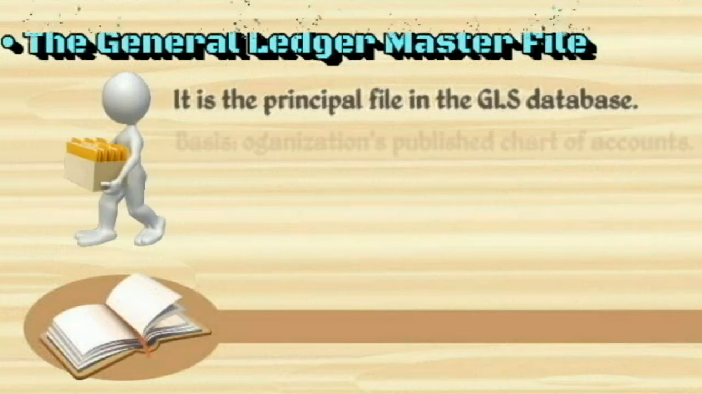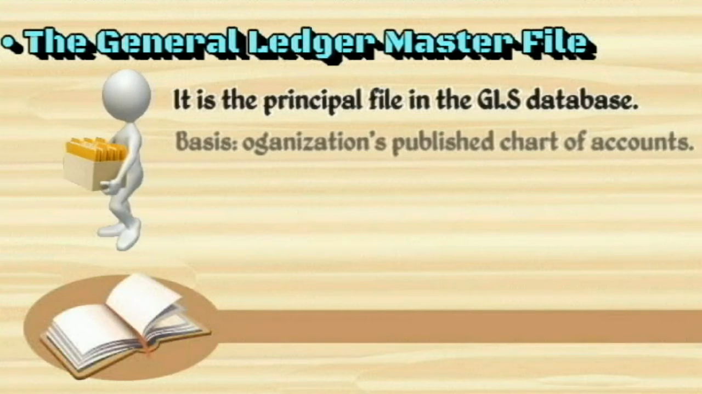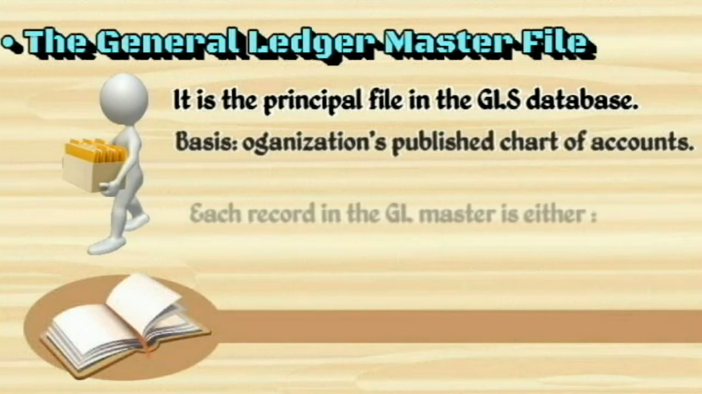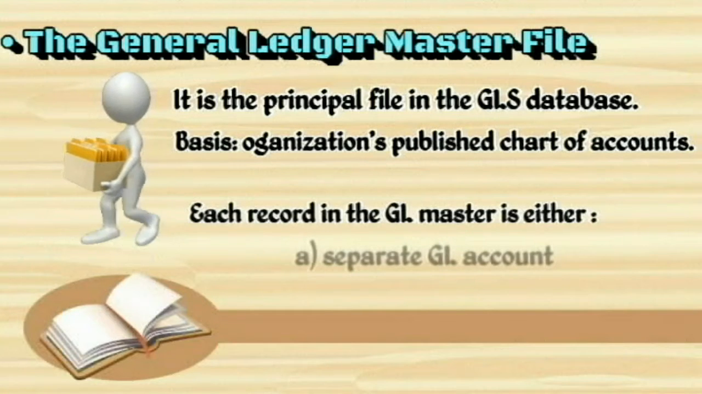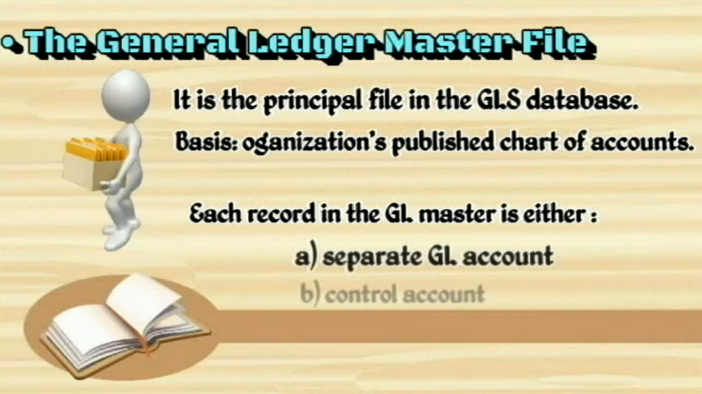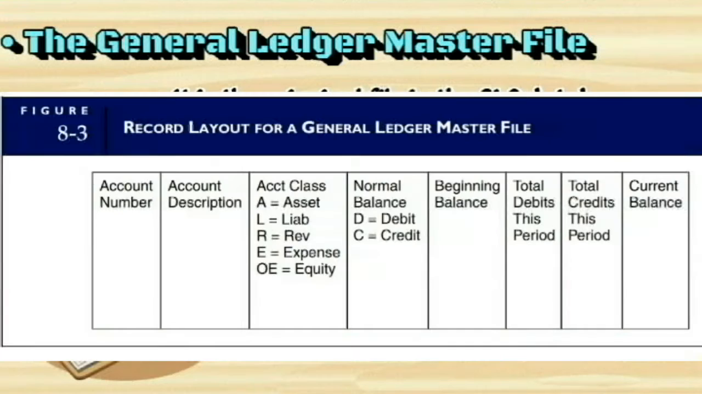General Ledger Master File. This is the principal file in the GLS database. This file is based on the organization's published chart of accounts. Each record in the GL Master is either a separate GL account, for example sales, or the control account such as AR control, for a corresponding subsidiary ledger in the transaction processing system. Figure 8-3 illustrates the structure of a typical GL Master file. The FRS draws upon the GL Master to produce the firm's financial statements.